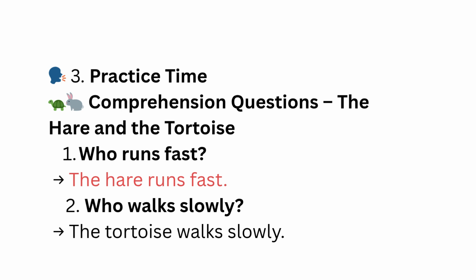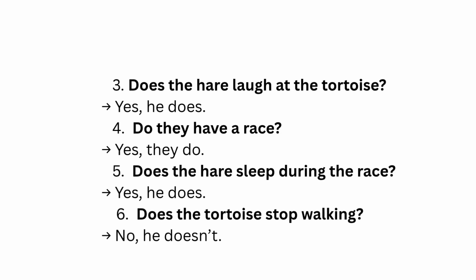Practice time. Now let's see how well you understood the story, The Tortoise and the Hare. I have some fun comprehension questions for you. Try to answer them with me using the simple present tense. Let's get started. Question 1. Who runs fast? Answer. The hare runs fast. Question 2. Who walks slowly? Answer. The tortoise walks slowly. Question 3. Does the hare laugh at the tortoise? Answer. Yes, he does.